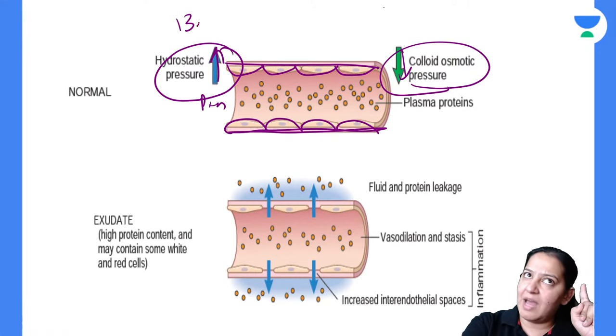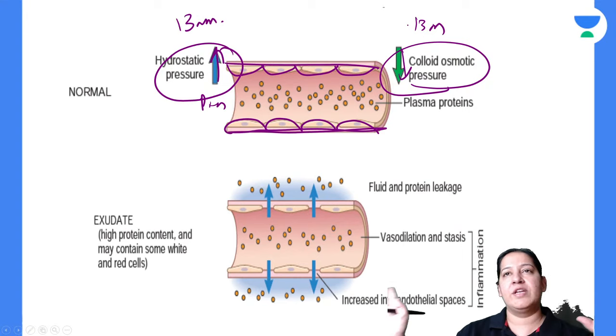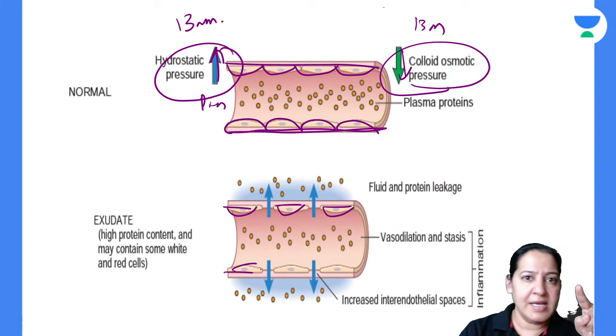Net outward is 13 mm. I have explained you. Net inward is 13 mm. So there is no edema. Now see the second diagram. In the second diagram, this is an endothelial cell. This is an endothelial cell. These are the endothelial cells.